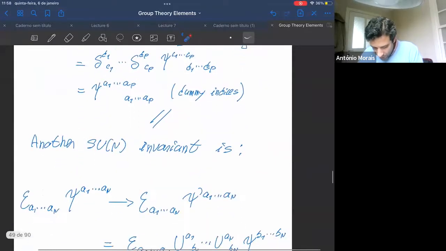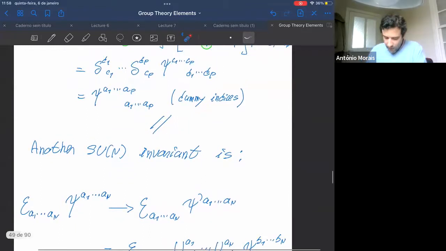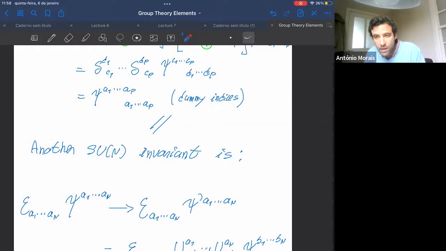So another SU(N) invariant can be, you have a fundamental, so a tensor with the n fundamental indices here, and you can contract with one of the invariants of the group, another one, which is the epsilon, but now epsilon having anti-fundamental indices here. So you do this and you can prove that this is indeed an invariant.